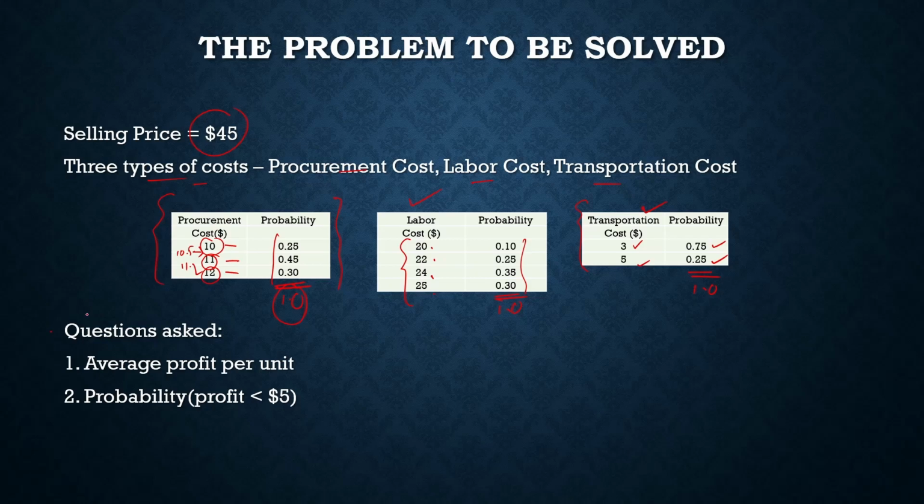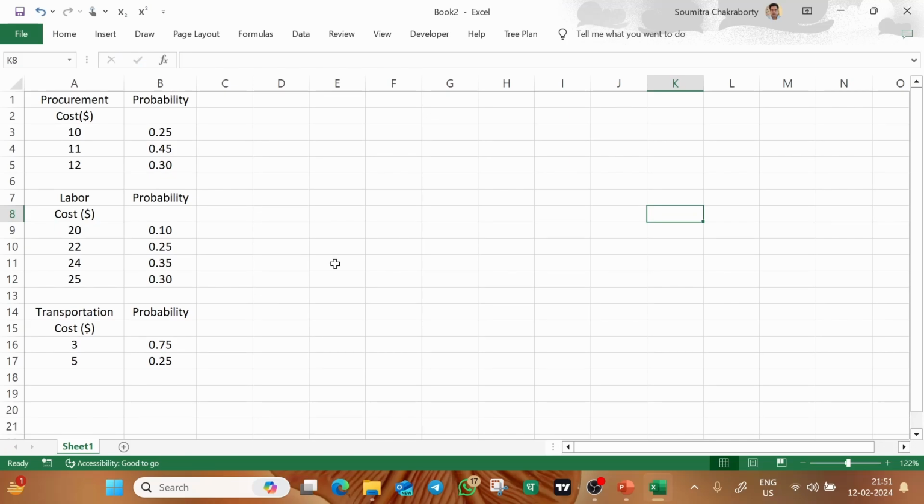And what are the questions asked? There are two questions to be answered. First of all, the average profit per unit, and secondly, the probability of having a profit per unit less than $5. So this is the problem, and you have understood the theory also. So let us now, without wasting any time, move on to the Excel spreadsheet. So this is our Excel sheet.